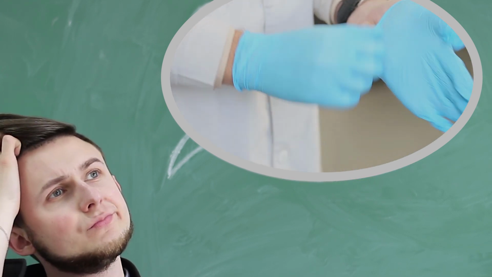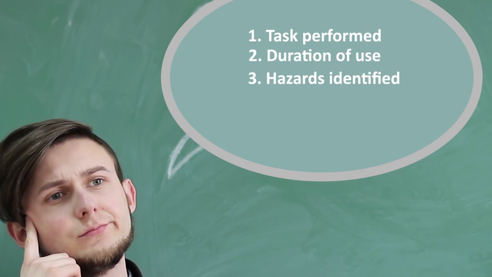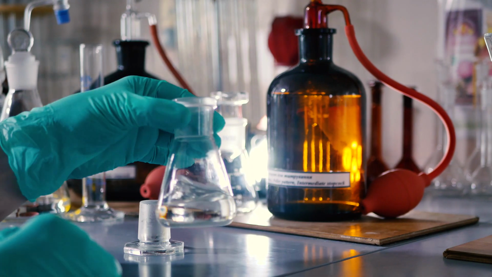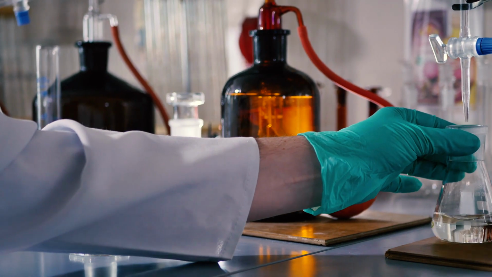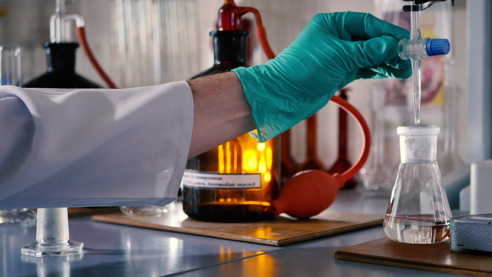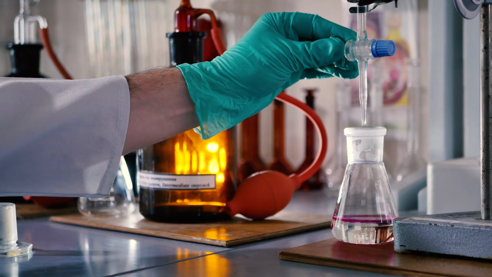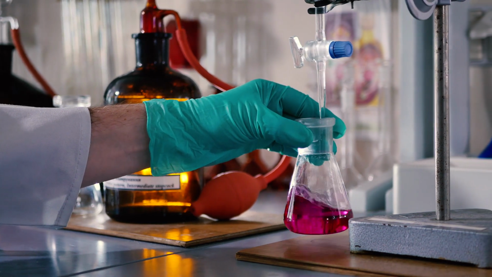Gloves should be selected based on the task being performed, duration of use, hazards and potential hazards identified, and the conditions present. This video will focus primarily on appropriate glove selection for chemical usage. By the end of this video, you should be able to select gloves for your specific task and understand some basic guidelines for effectively using gloves to protect yourself.